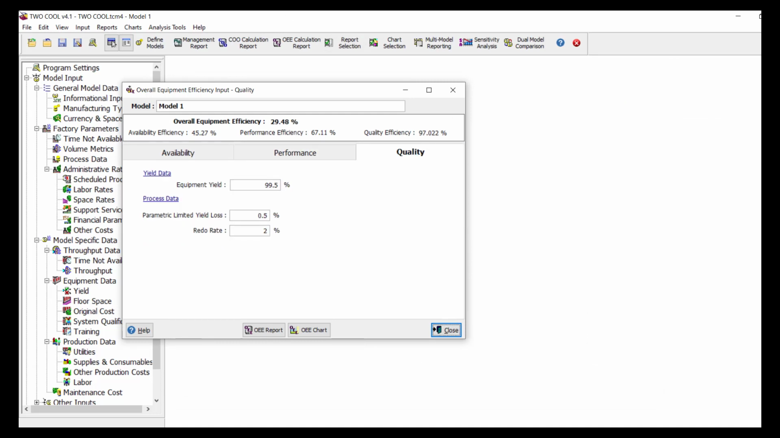The Quality Inputs tab provides you access to equipment yield, defect density if you are in the wafer fab mode, die area, again in the wafer fab mode only, fault probability in the wafer fab mode, clustering parameter also in the wafer fab mode, parametric limited yield loss, and redo rate. Yield and redo rates can have a large impact on capacity. We'll start by looking at equipment yield.